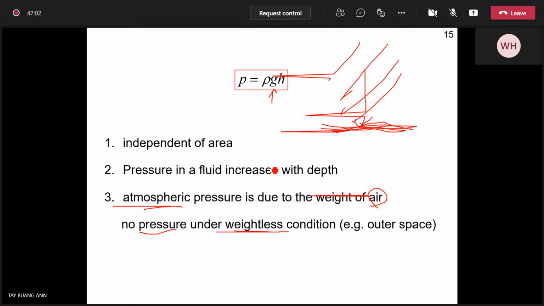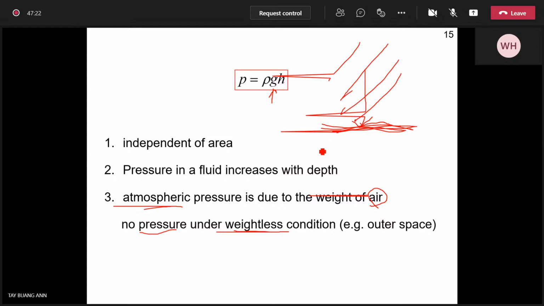Inside our blood vessels, blood is moving, right? And there is some pressure. If the outside pressure is not the same as the pressure inside the blood vessel, then the vessel will burst.